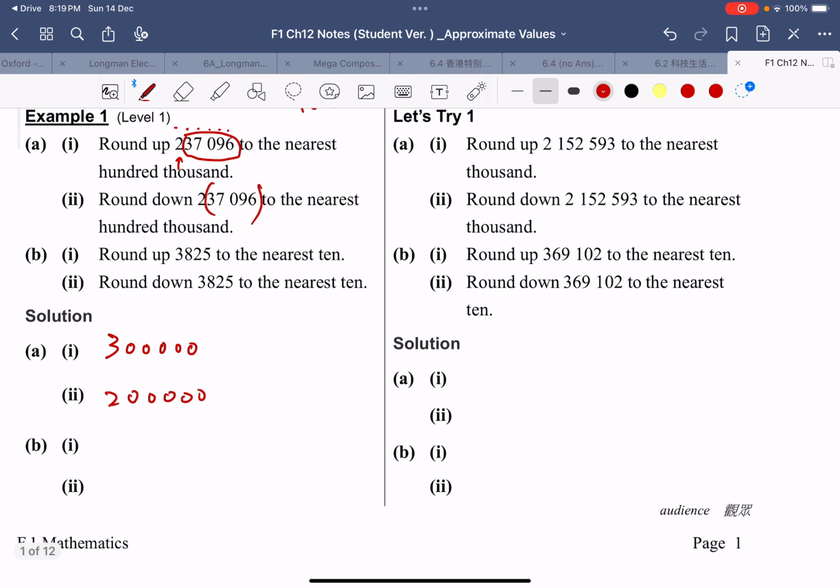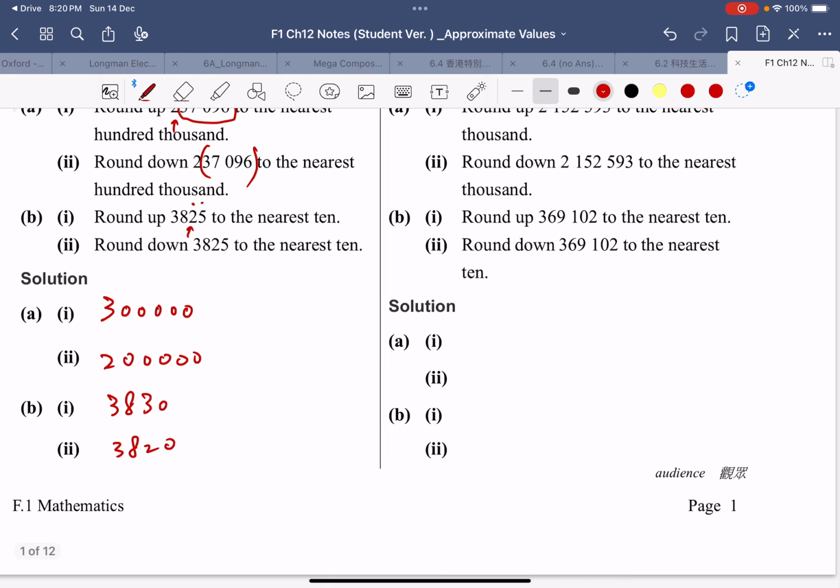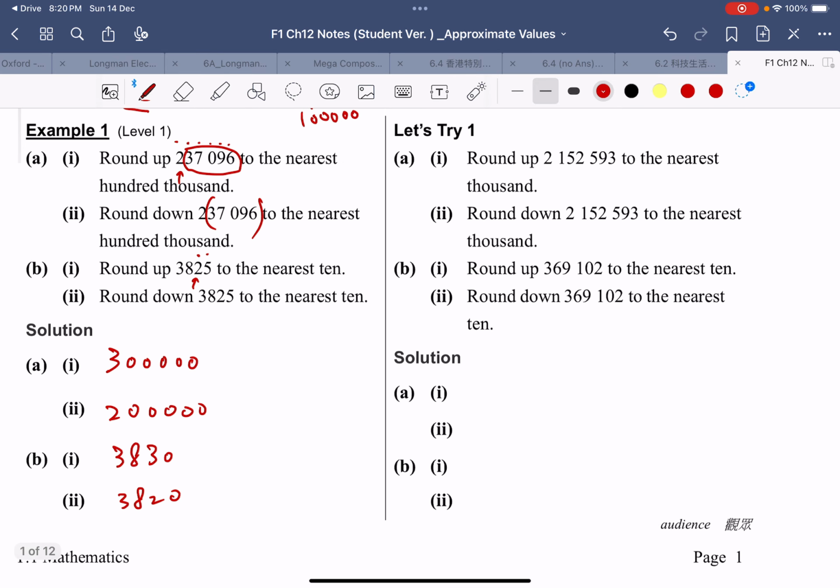Again, we're going to round up this number to the nearest 10. So it becomes 38. This is the digit in the 10 place value here. Round up means go up 1. And then round down 3820 to the nearest 10. Alright, let's try one here.